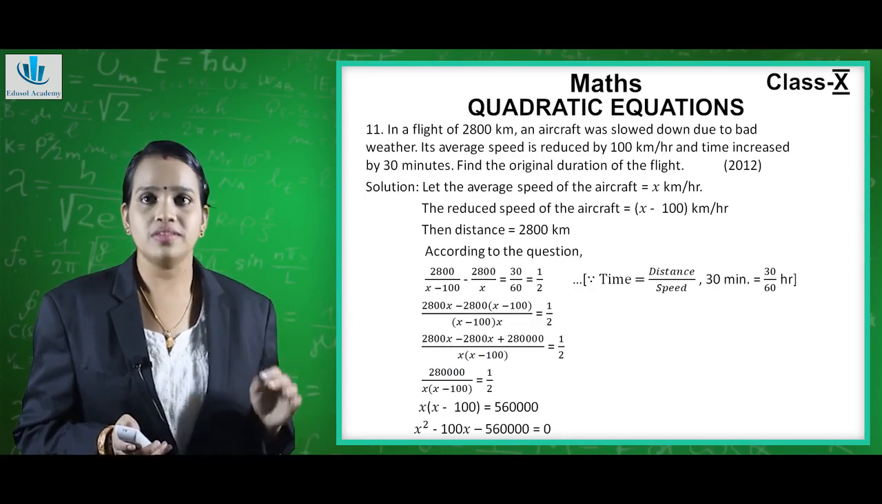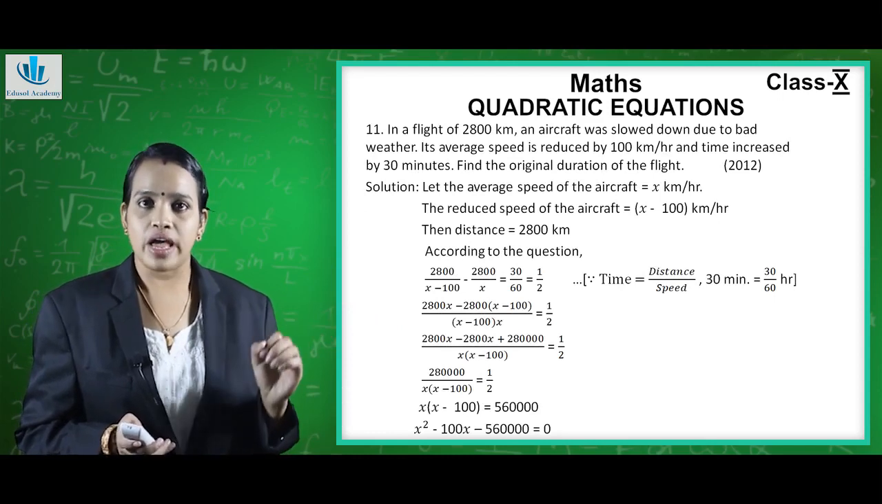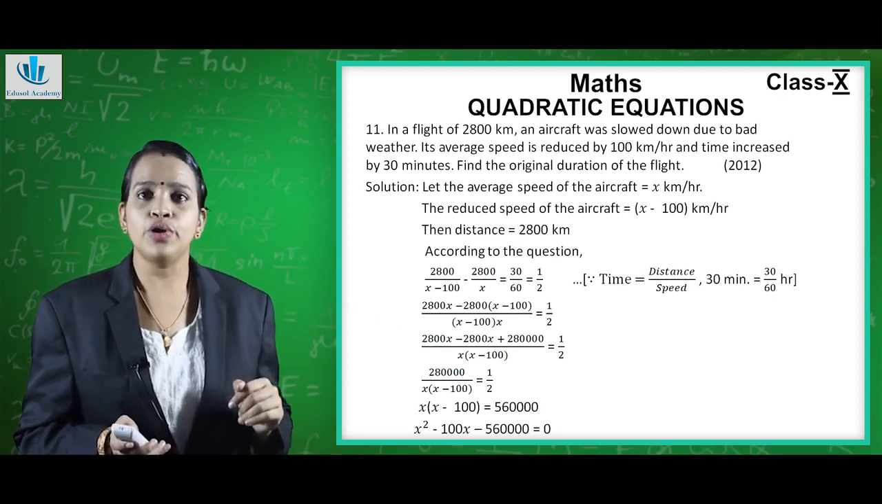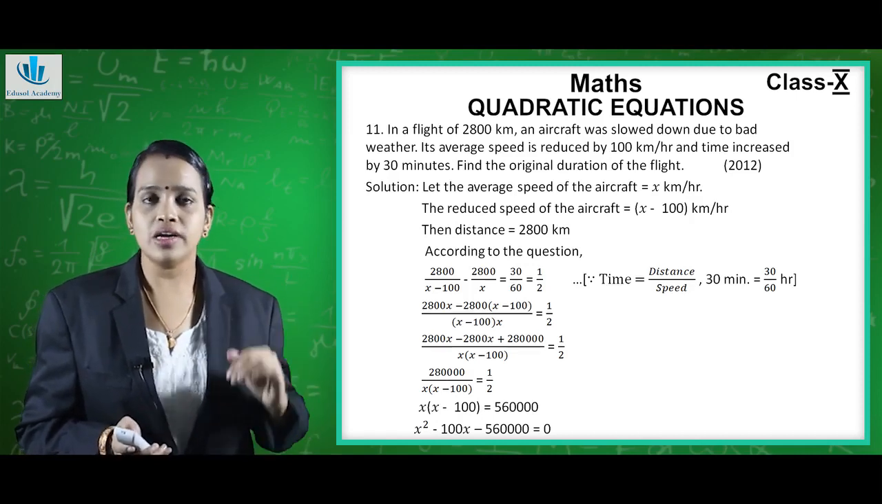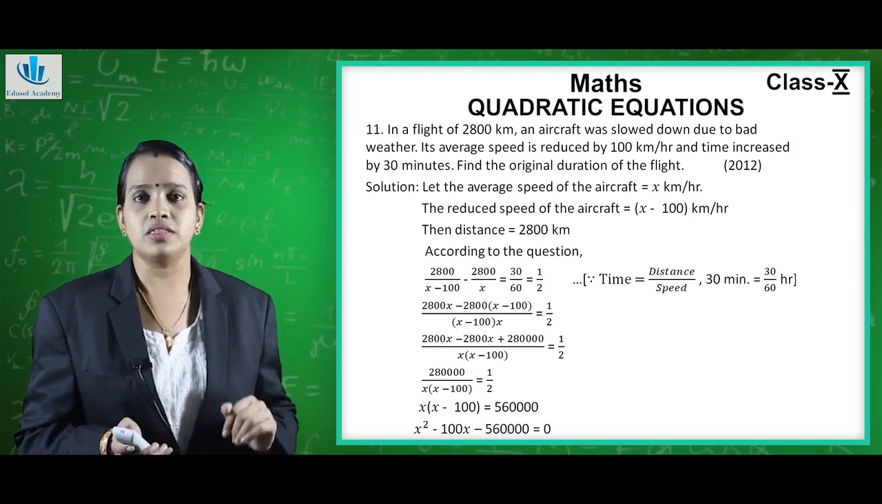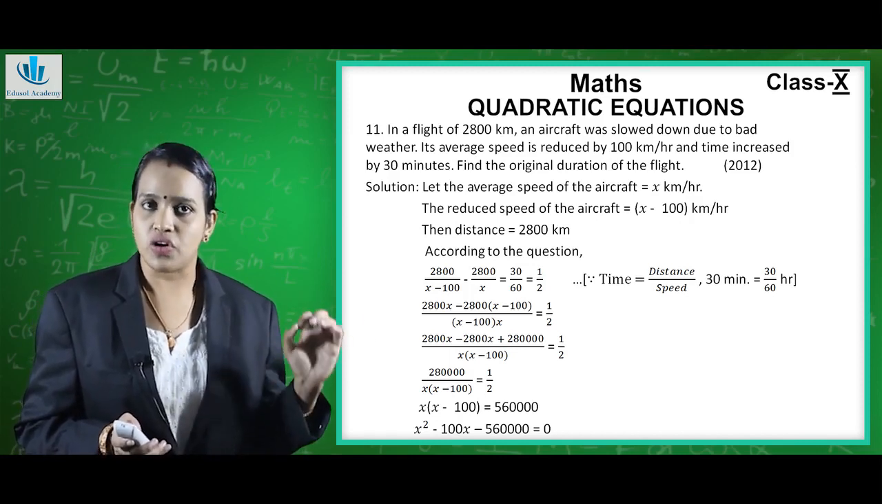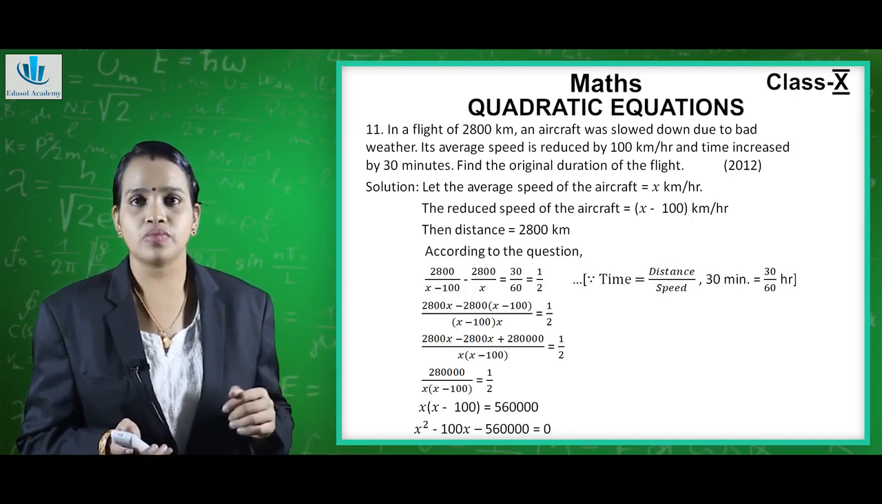Now the next question is, in a flight of 2800 km, an aircraft was slowed down due to bad weather. Its average speed is reduced by 100 km per hour and time increased by 30 minutes. Find the original duration of the flight. Now this question has appeared in the year 2012.